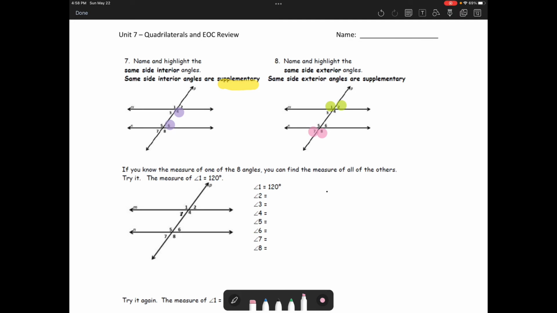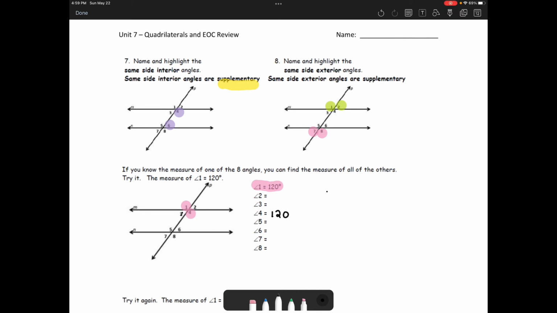So if I know angle 1 is 120, that's what they tell me, then if it's a vertical angle, it would also be 120. So what's the vertical angle to 1? That would be 4. So 4, because it's a vertical angle, would also be 120.